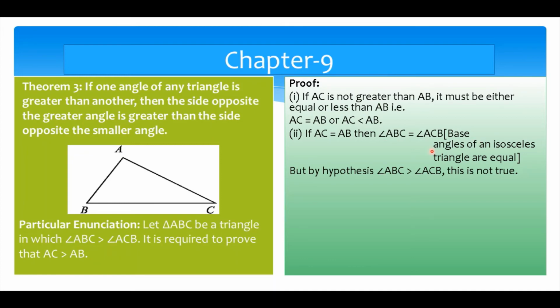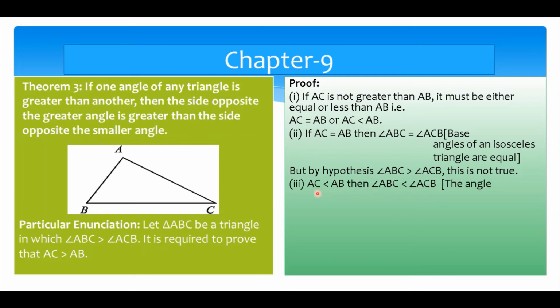But by the hypothesis, angle ABC is greater than angle ACB, so this is not true. That means in the hypothesis, we learned from the isosceles triangle that if AC equals AB, then angle ABC equal to angle ACB, but the hypothesis says angle ABC is greater than angle ACB. This is not true.